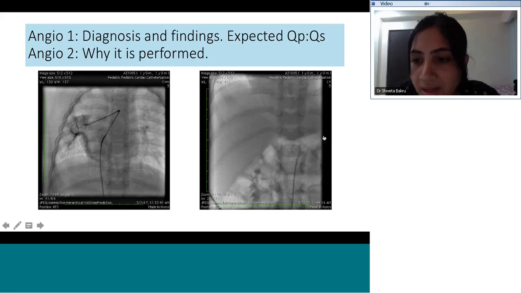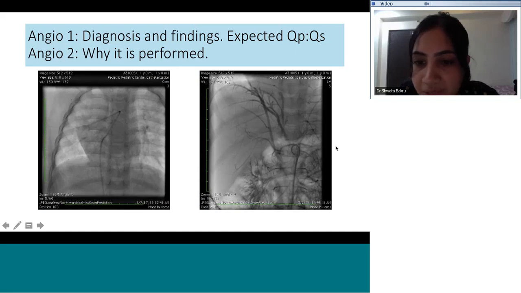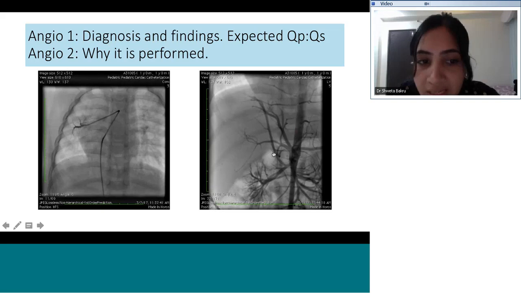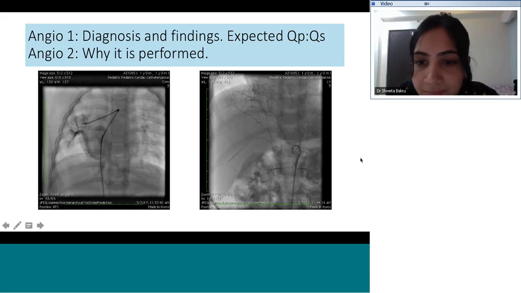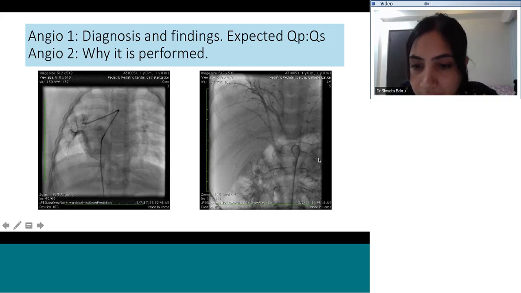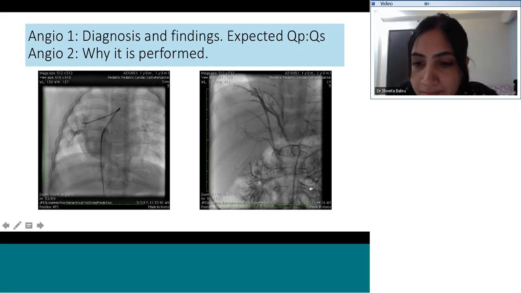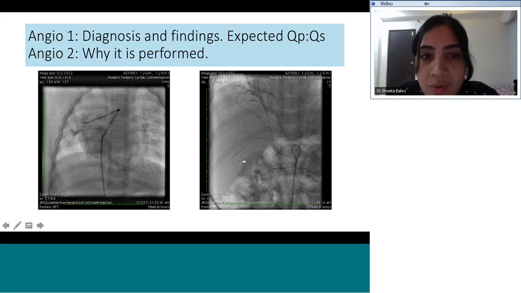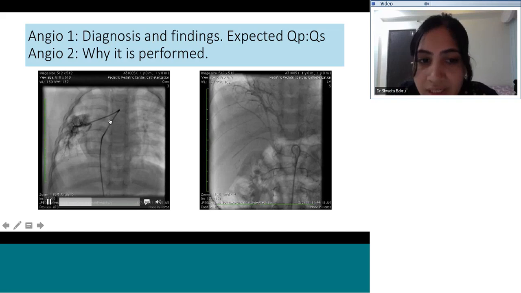Diagnosis, please. And the second question is why it was performed. Amol Gupta says that it is Scimitar syndrome. Yes. Any other answer? Scimitar syndrome. Okay. So just explain why the second angio was done. First, it is good that it is Scimitar syndrome.